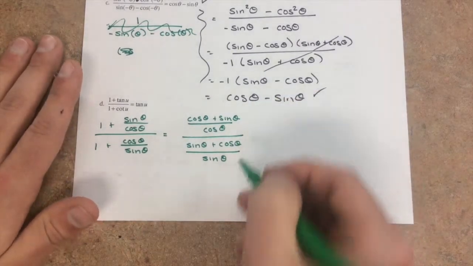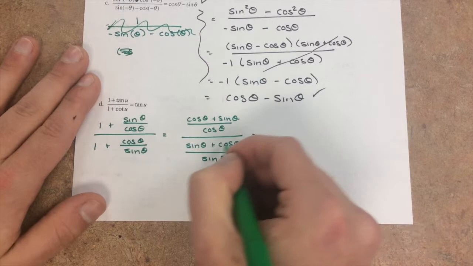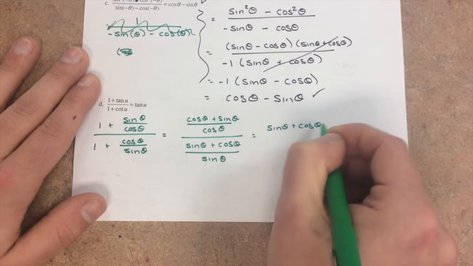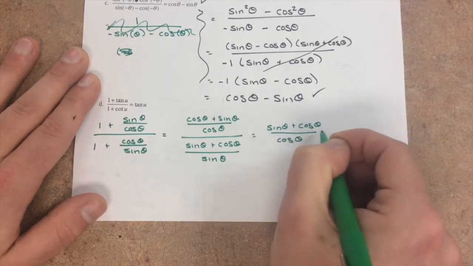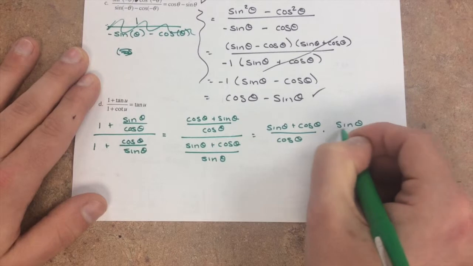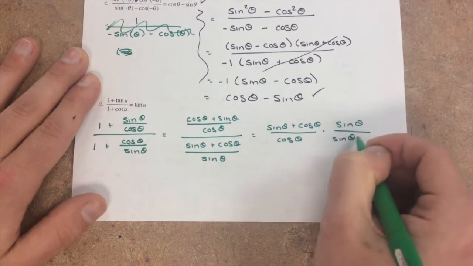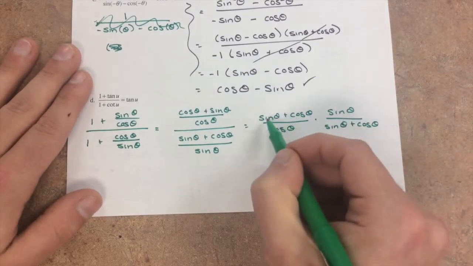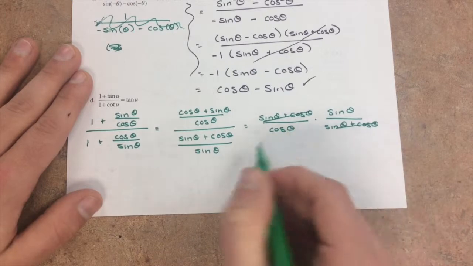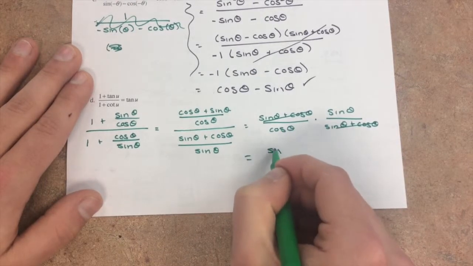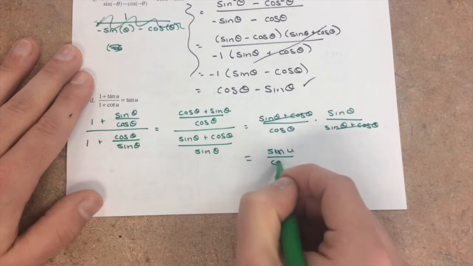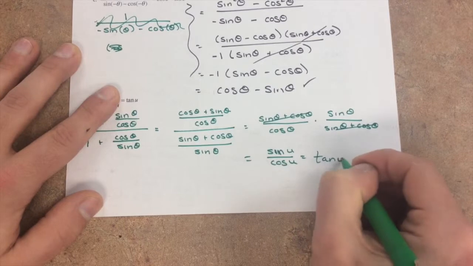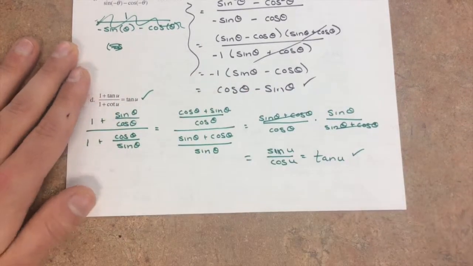Now we have a division, so we're going to flip the bottom and multiply. So we have sine theta, and just change the order, cosine theta over cosine theta times sine theta all over sine theta cosine theta. Yes, I know that they were used to begin with. I changed the variable, so we will go back to that. So this is sine u over cosine u, which sine over cosine is just tangent, which is what we wanted to show.